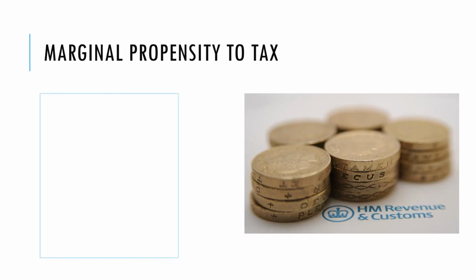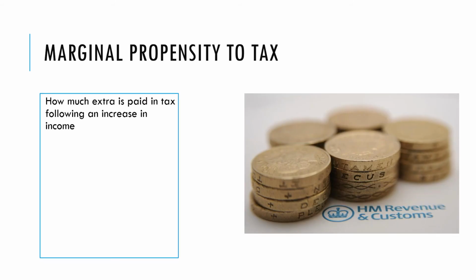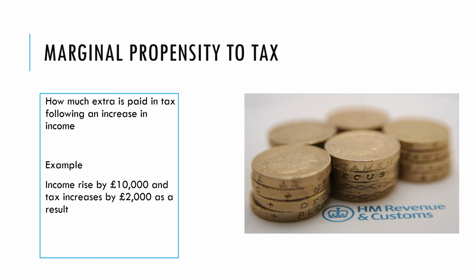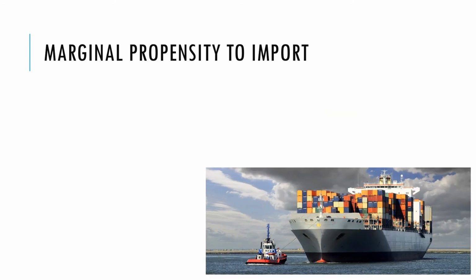The marginal propensity to tax. Again, how much extra is paid in tax following an increase in income? For example, if incomes rise by £10,000 and people pay £2,000 more in tax, the marginal propensity to tax would be 0.2, 20%. People are paying 20% of any extra income in tax. The marginal propensity to import.